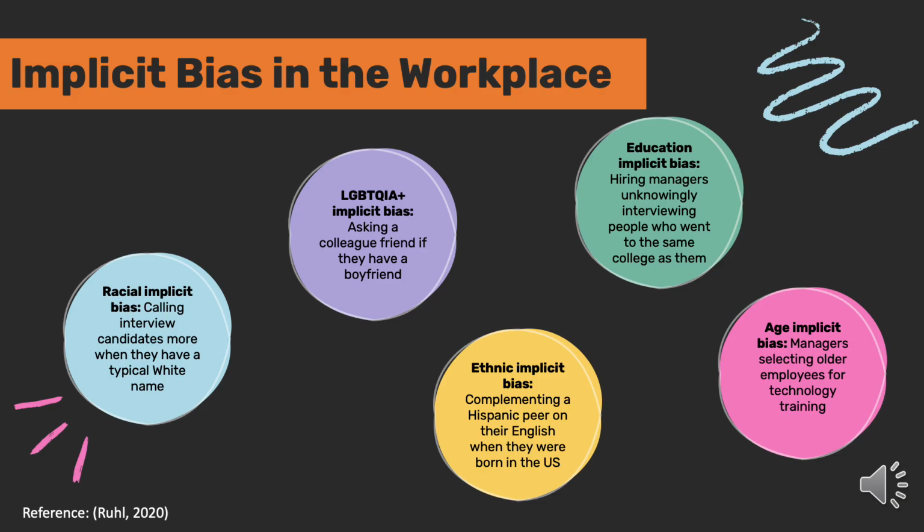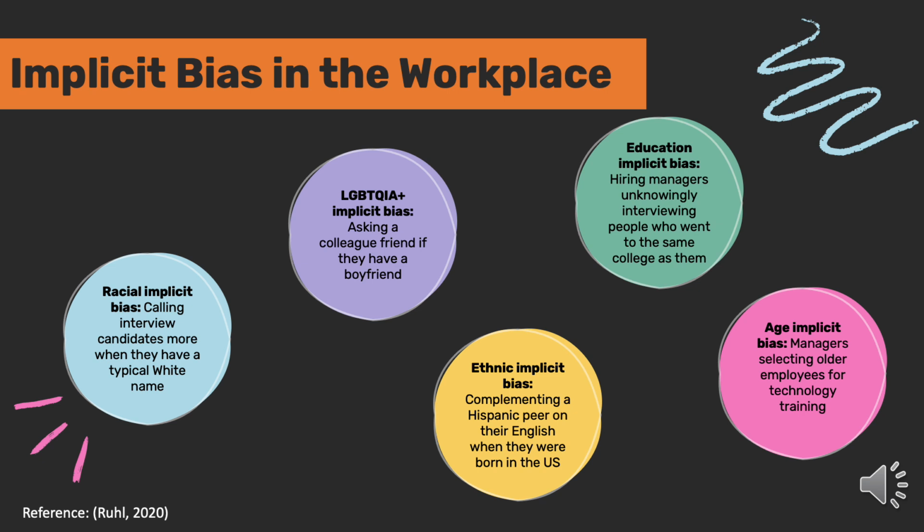So how does implicit bias show up in the workplace? As we covered before, implicit bias typically forms in regards to social groups which are present in any diverse work group. On the screen are a couple of examples that you or others around you may have experienced. You may see racial implicit bias when candidates who have a typical white name are more frequently called on, since the interviewer has an unconscious preference toward those with white names. An implicit bias against the LGBTQIA+ community would be asking a female colleague if they have a boyfriend, assuming that they are heterosexual.